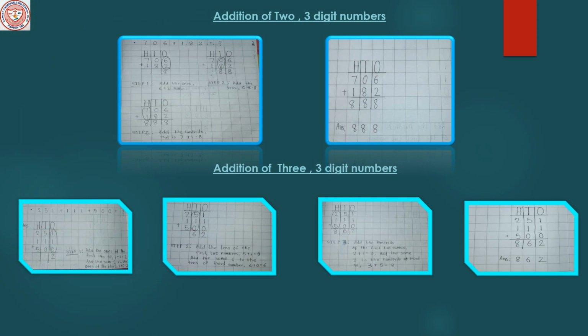Okay, very good. Step 2, add the tens of the first two numbers, that is 5 plus 1 is equal to 6. Add the sum 6 to the tens of the third number, that is 0. So 6 plus 0 equal to 6. Okay, and step number 3, add the hundreds of the first two numbers. 2 plus 1 is equal to 3. Add the sum 3 to the hundreds of the third number, that is 3 plus 5 is equal to 8. Now here is the answer.